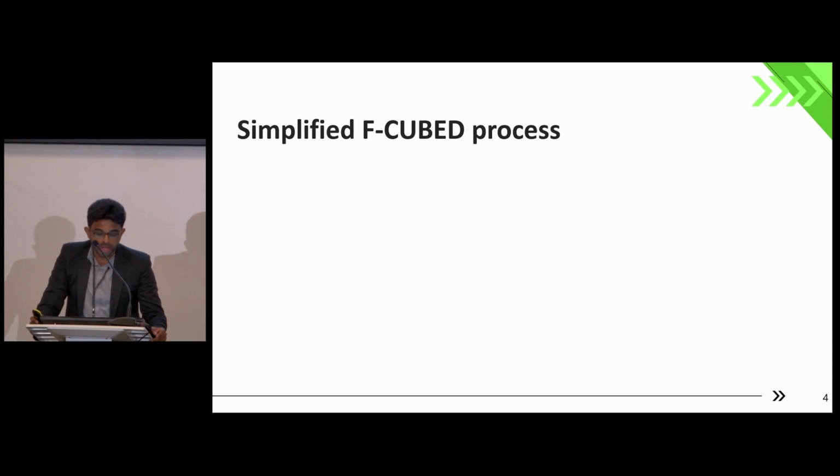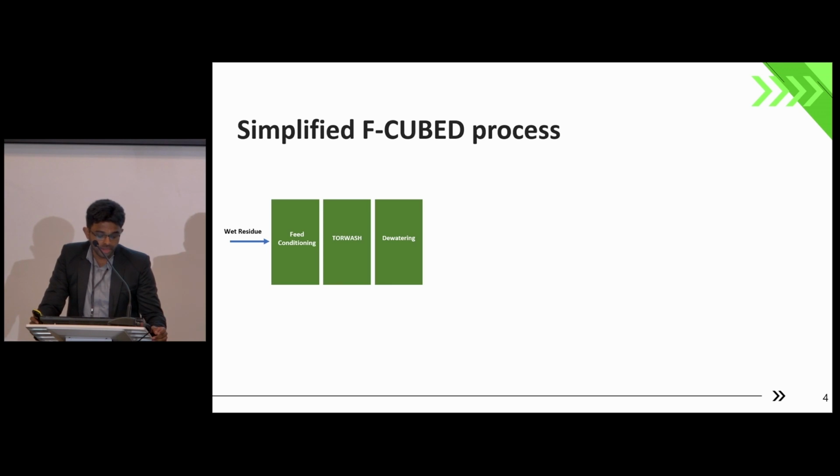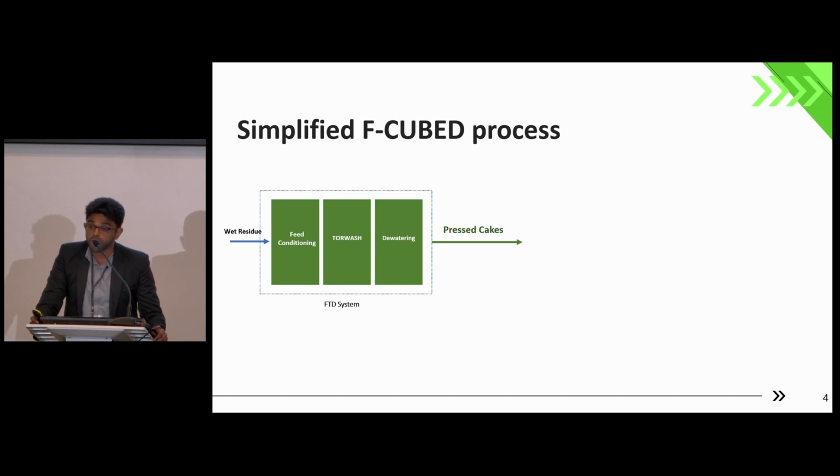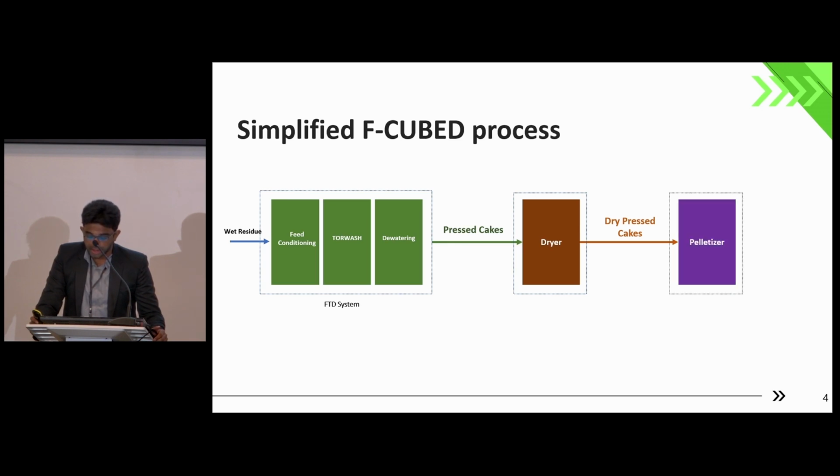So before going into the actual results and methodology section, I would like to slightly show you a simplified F-cube process. So that will make my job easy. So we have the wet residue coming into the feed conditioning, towage, and dewatering system. And then what we get out is the press cakes. So you might have seen in the other presentations. And I'll call this the FDD system. And once we have the press cakes, it will go through a dryer, and we have the dry press cakes. And then it will go through a pelletizer, and we have the pellets.